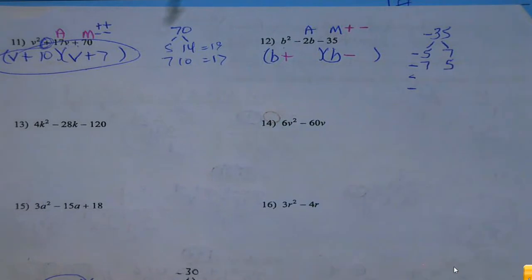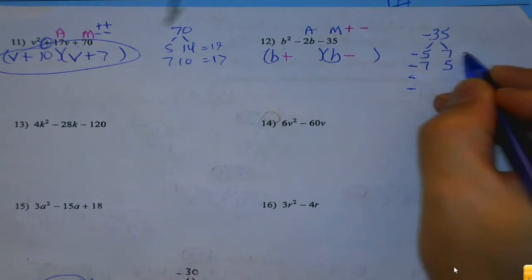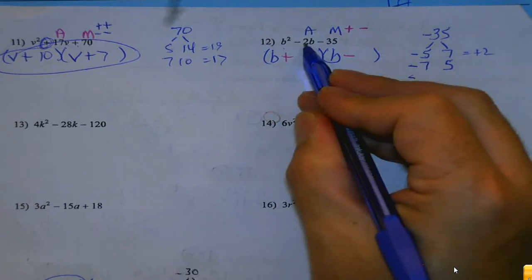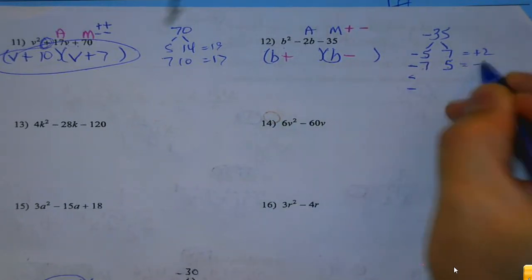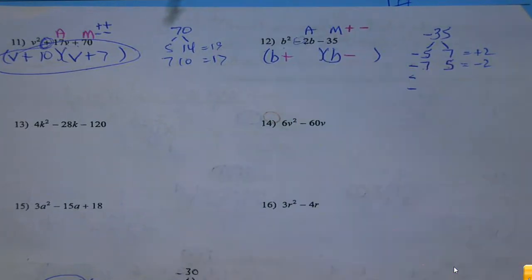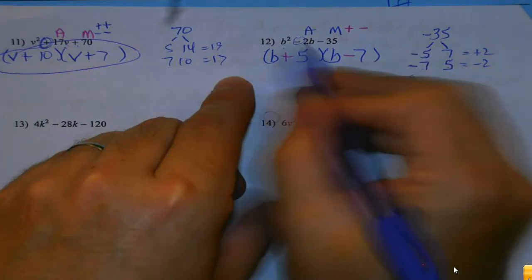So let's jot those down each in one order and see if one of those is going to work. So negative 5 plus 7 is positive 2. Okay, that doesn't quite help me. But negative 7 plus 5 is negative 2. And that does. So negative 7, positive 5, and I'm good.